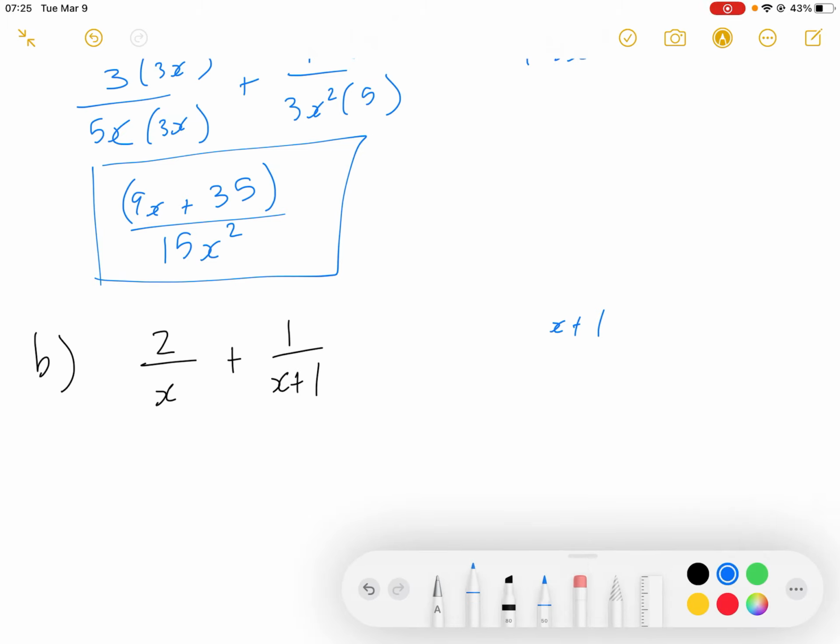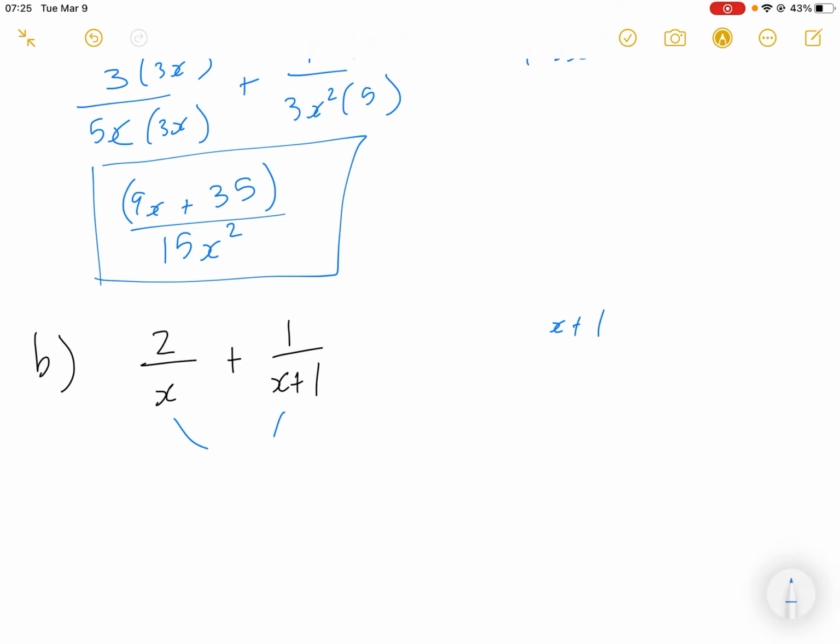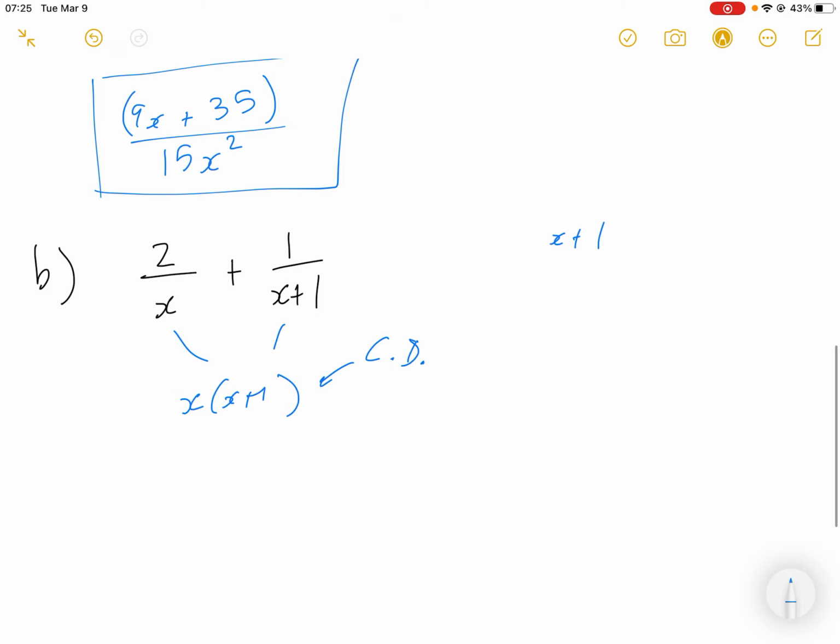Okay. So in this scenario, I will just multiply x times x plus 1. There's really nothing else I can do. And so this will be my common denominator. So what I need to do is have 2 times x plus 1. And then 1 will be multiplied by x.